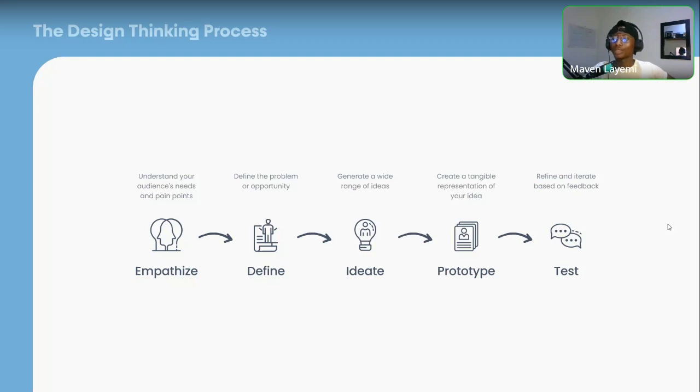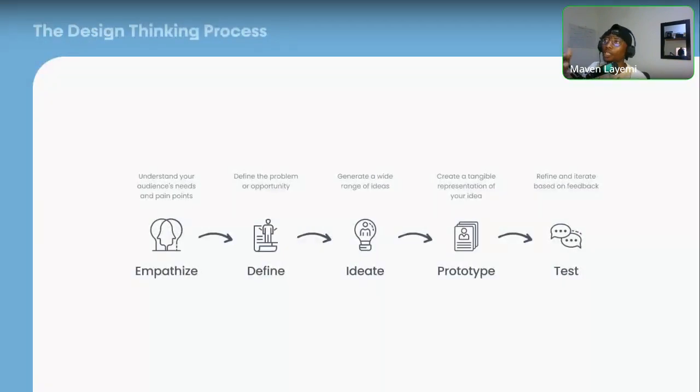So we've come to the design thinking process now. We are going to talk more about design. The first process is to understand your audience and their pain points. Then you go to define the problem or the opportunity. The next step is to generate a wide range of ideas. Then the next step is to prototype, refine, and then iterate to test.